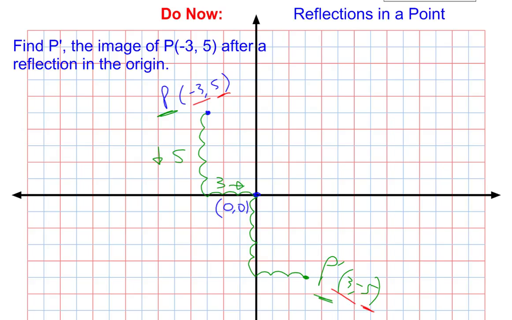Okay, and that's the end of this lesson on reflecting over a point.